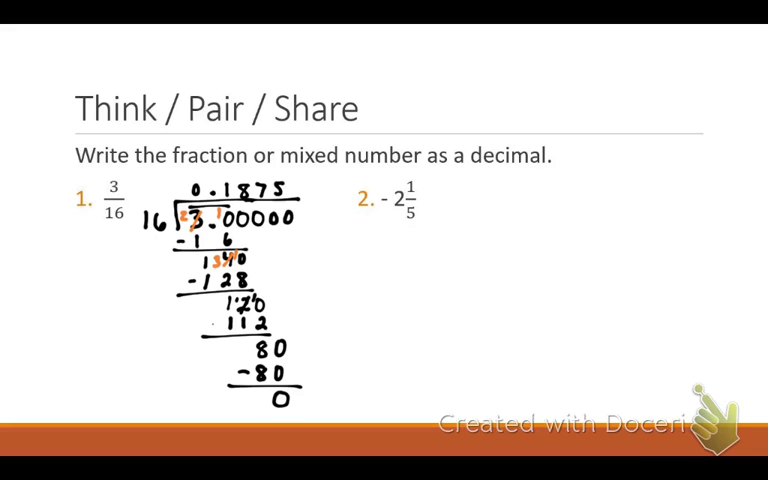So now we're going to put off to the side 0.1875. Is this a positive or a negative answer? Positive. It is going to be positive, so I'd like you to go ahead and box that in. Okay, let's go to the next one.